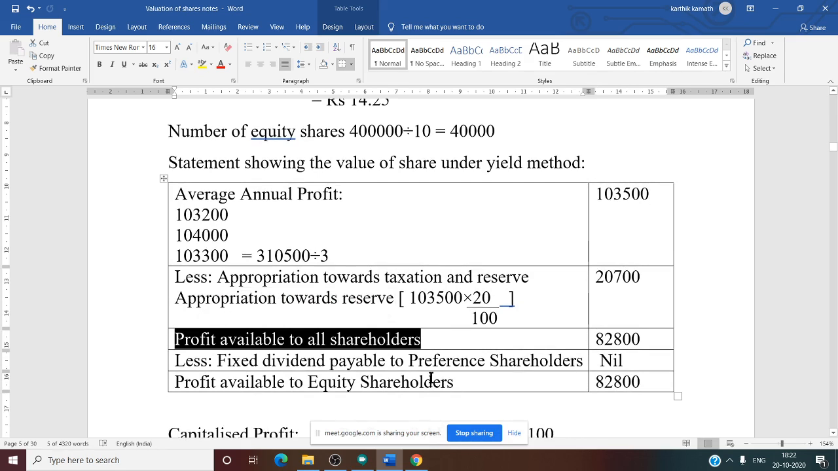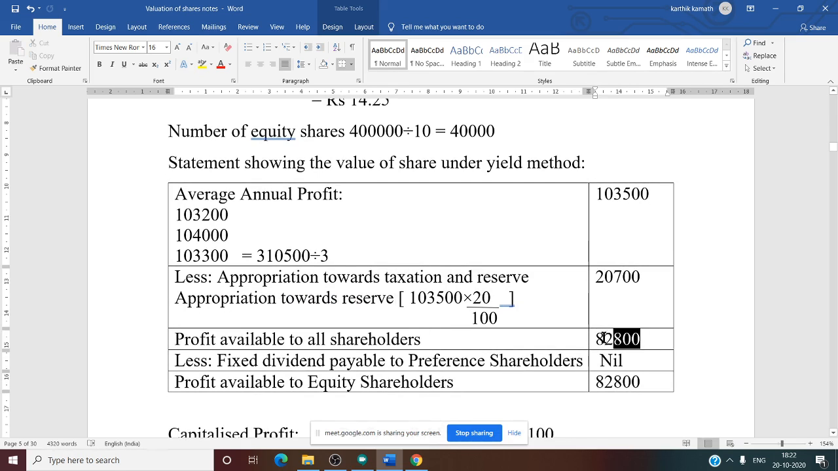You will get the profit available to all shareholders. Profit available to all shareholders is 82,800. But we want profit available to equity shareholders. I have already told you we are doing the calculation for equity shareholders only and not for preference shareholders. So we want the final amount. How to get the final amount? From profit available to all shareholders, deduct fixed dividend only.